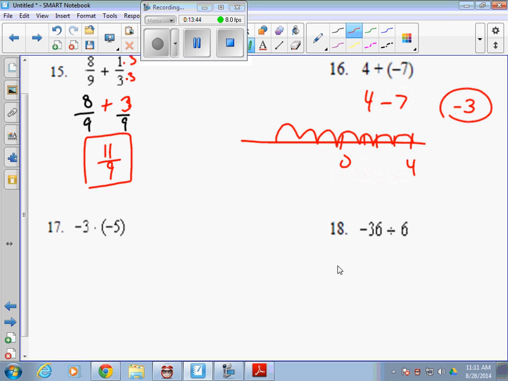Negative 3 times negative 5, same sign. Negative times negative is positive. 3 times 5 is 15. Negative 36 divided by 6. Opposite signs are always going to be negative when you're doing multiplication and division. 36 divided by 6 is 6.